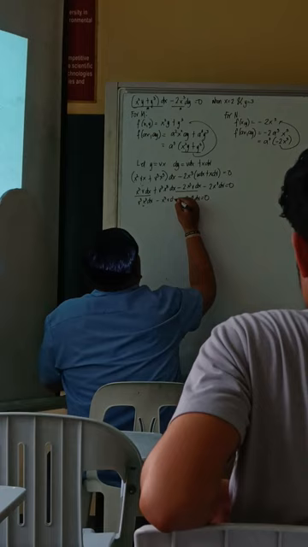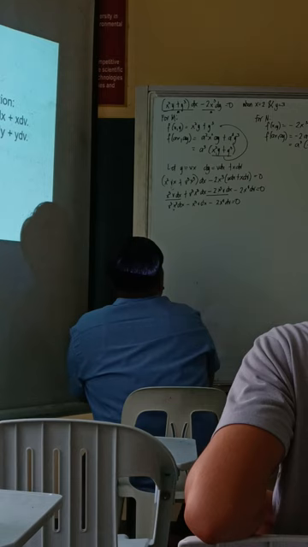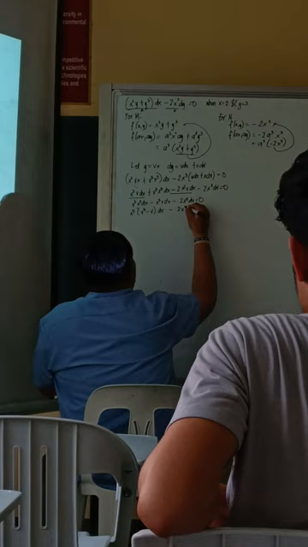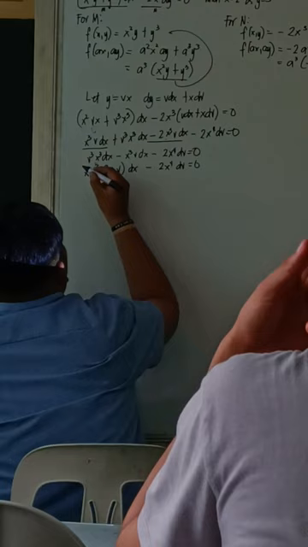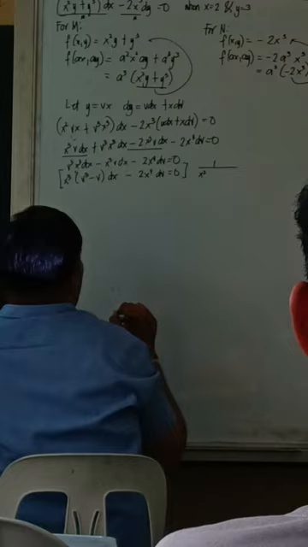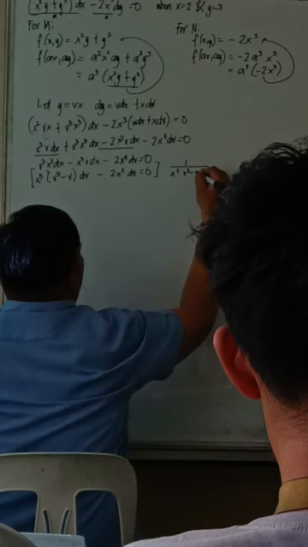So, factoring out x raised to 4, we can have x cubed, v cubed minus v, dx minus 2x to the 4, dv is equal to 0. So, we can separate the variables. Divide both sides by x to the power of 4, v cubed minus v.